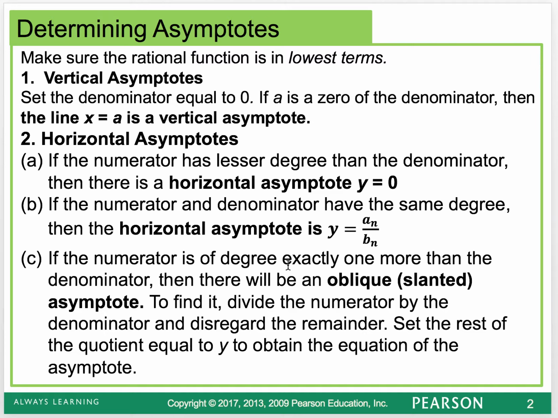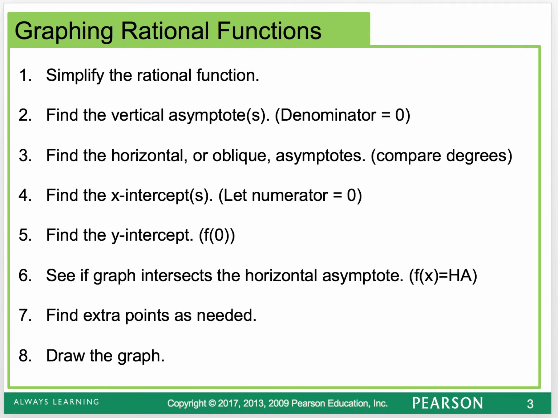If the degree of the numerator is bigger than the degree of the denominator, there's not a horizontal asymptote. But if it's bigger by exactly 1, then we've got something called an oblique asymptote. It's also called a slanted asymptote because instead of being horizontal or vertical, the asymptote's going to be slanted. Okay, so to find it, we're going to actually divide the numerator by the denominator, and we'll disregard the remainder, and then we'll have an equation for a line. And we'll look at that. I think we're going to practice that right now, as a matter of fact. Well, next slide, I guess.